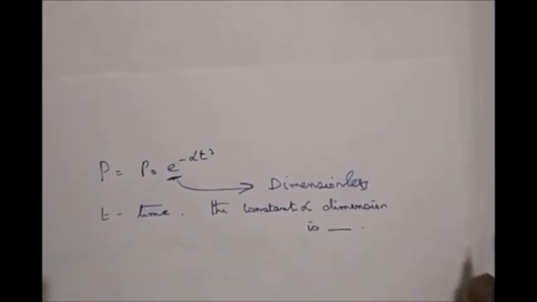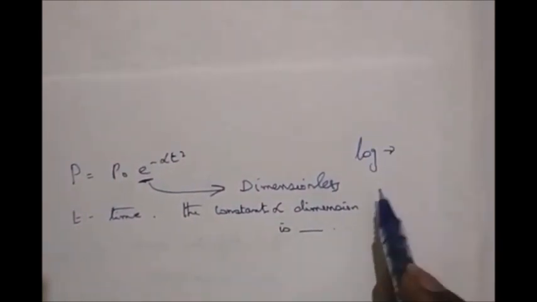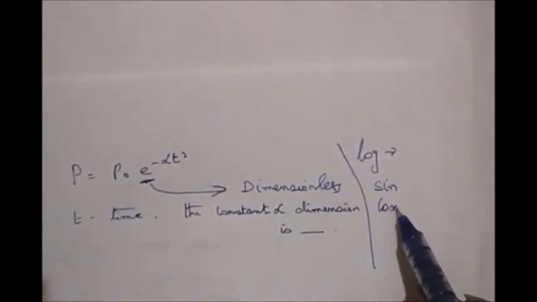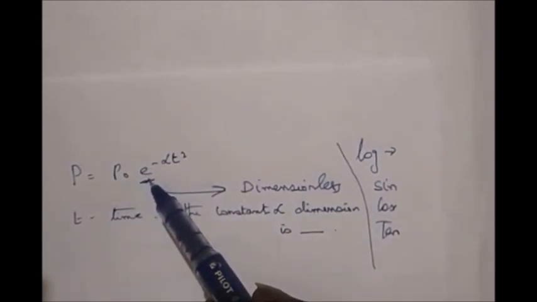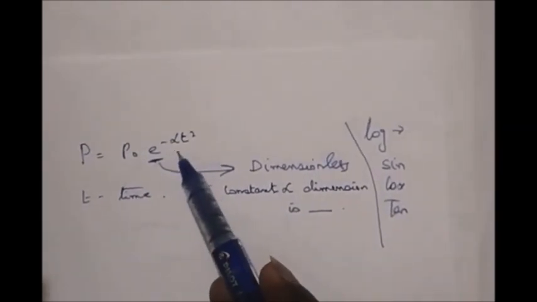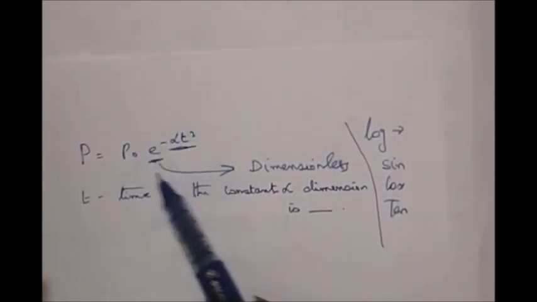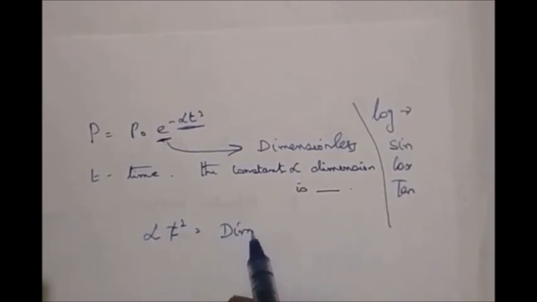Similarly, all the logarithms are also dimensionless. Anything of log is going to be dimensionless. And all the sine, cos, tan are dimensionless. So sine, cos, tan, log, and exponential come in the same variety. Exponential of anything, the entire thing is going to be dimensionless. So the top power should also be dimensionless, then it will be able to make it a dimensionless quantity. So alpha t square is also dimensionless.